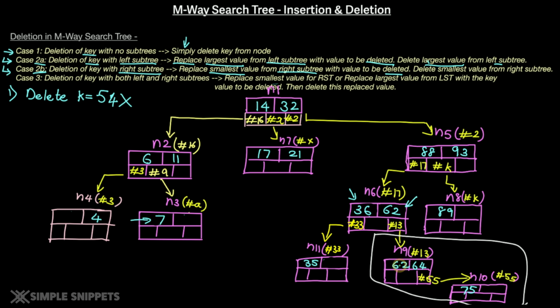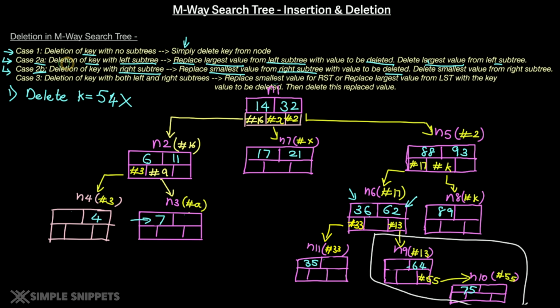But now you have two 62s, right? So we simply have to delete the 62 from its original place. Now in doing that, again the structure is still maintained. Which means that for the 62, this right subtree still has all the values which are greater than 62. Because that is the rule of M-way search tree. That is, for a particular key, the left subtree has smaller values and the right subtree has bigger values.